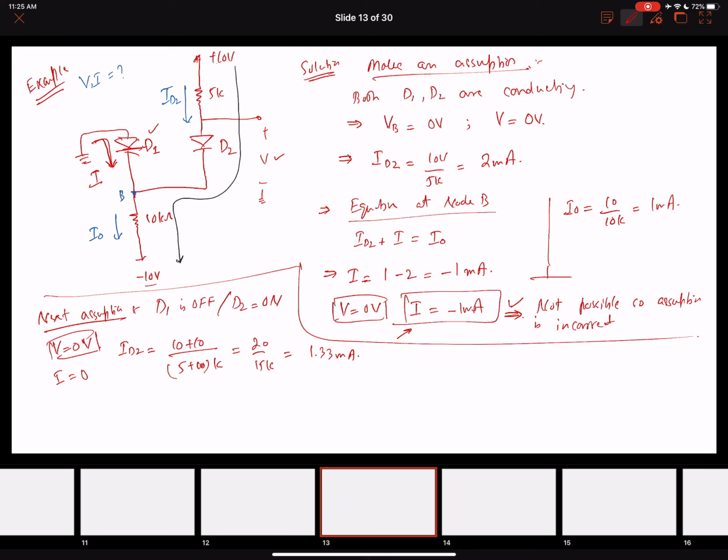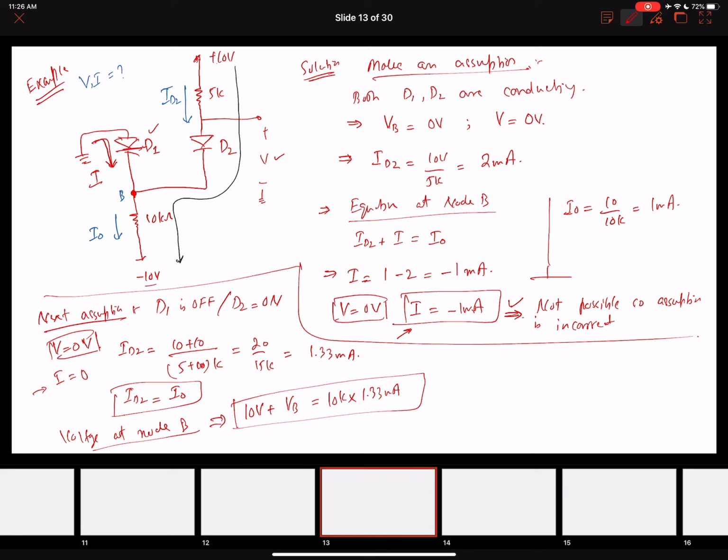All right, so since our I is 0 now, because D1 is off, our ID2 will be equal to I naught. All right, now let's write the voltage at node B. So the voltage at node B will be equal to, at this node now, what is the voltage value at this node? We're going to have 10 volts plus VB equals 10K multiplied by 1.33 milliamperes.